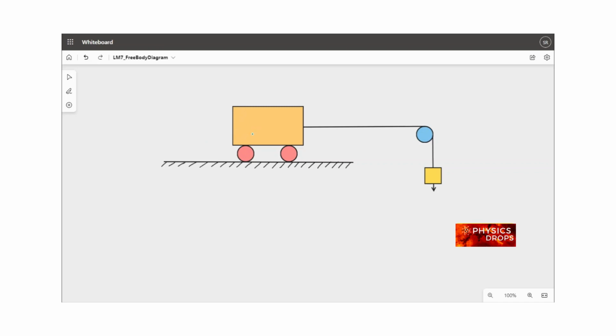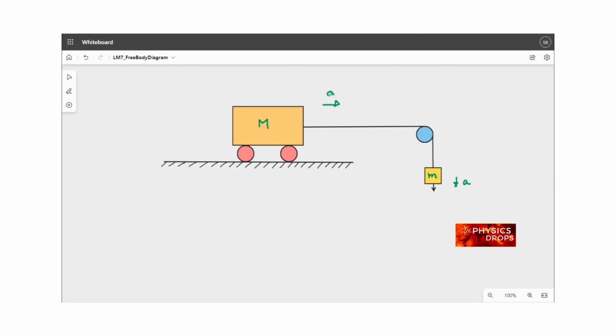Okay, let's look at this trolley system shown here connected to a fixed pulley, and there is another block of mass small m which is hanging by the rope. The rope is massless, let's assume, which is pulling this whole trolley towards the right, and the system is accelerating in this direction with acceleration a. Let's call the mass of this trolley capital M. We need to find the acceleration a.